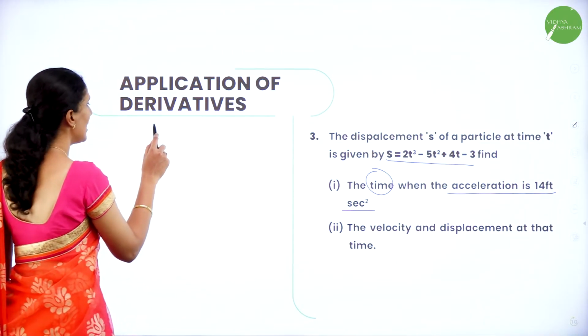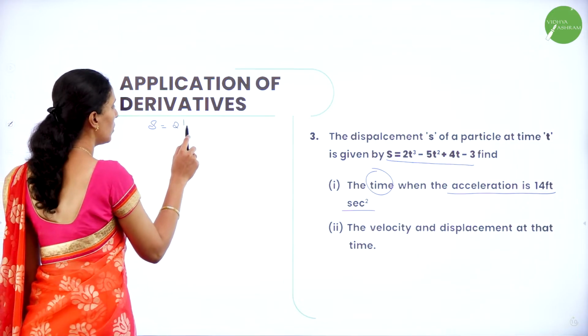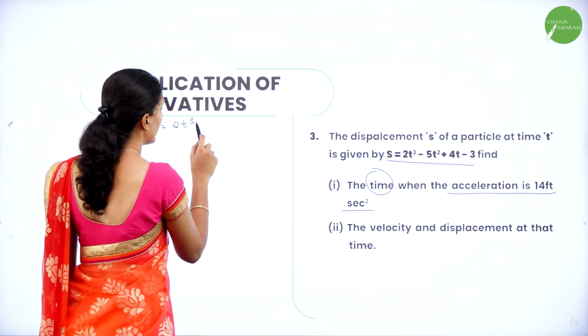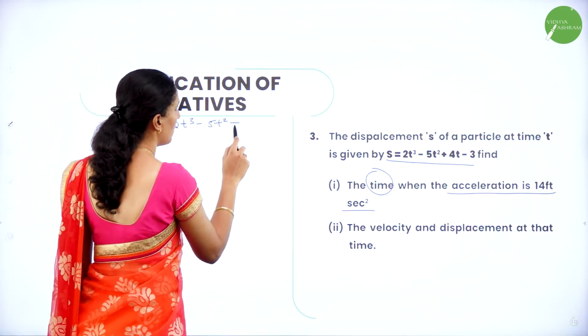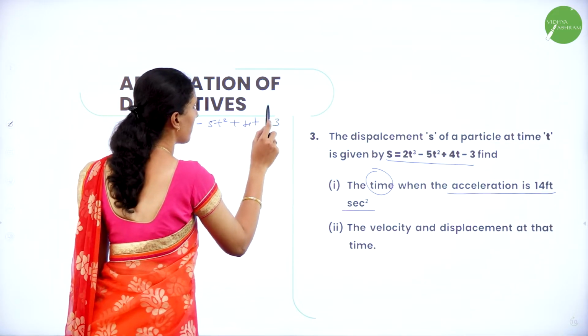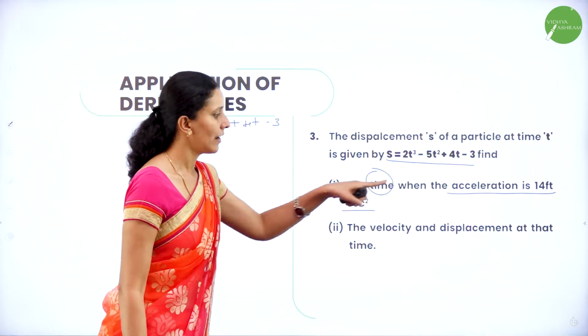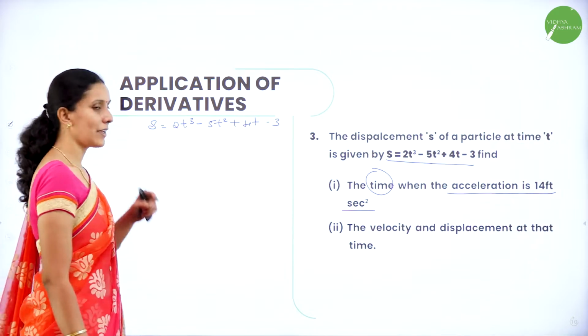So we have S = 2t cube minus 5t square plus 4t minus 3. I need to find velocity, acceleration as well as displacement. Displacement is given.